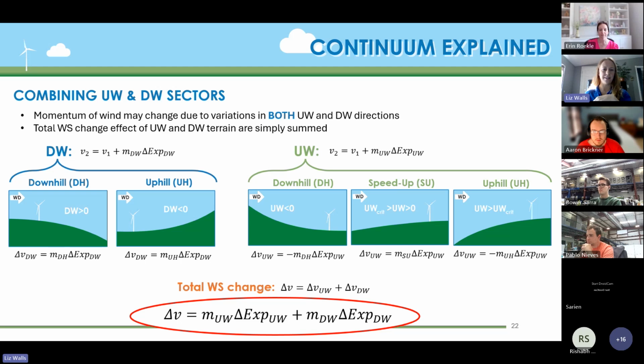And then when it all comes together, the total wind change between two sites is equal to this upwind coefficient, which depends on what flow it is, multiplied by the change in exposure, plus your downwind coefficient, again depending on the type of flow happening in the downwind direction, multiplied by the change in exposure. And absolutely, these slides will be available on the website as we have with previous town halls. So yes, we will definitely make these available.